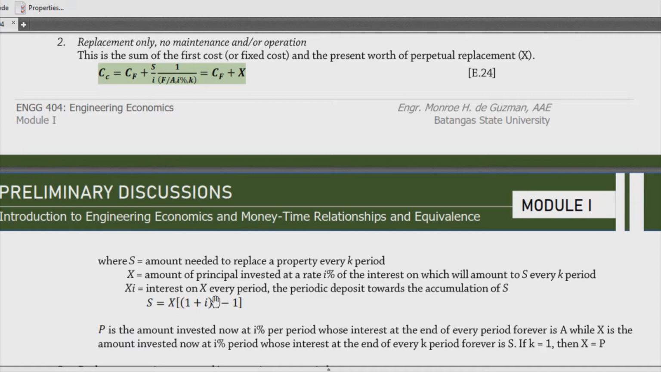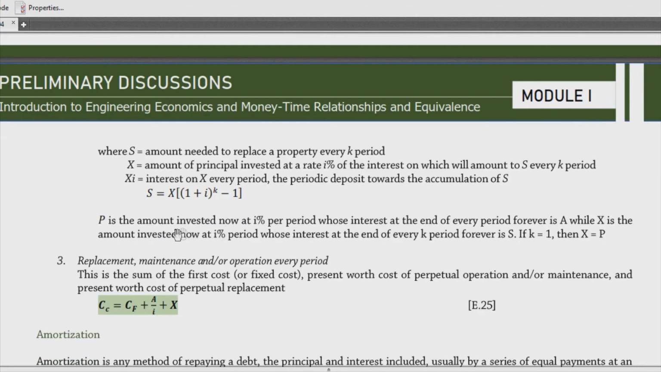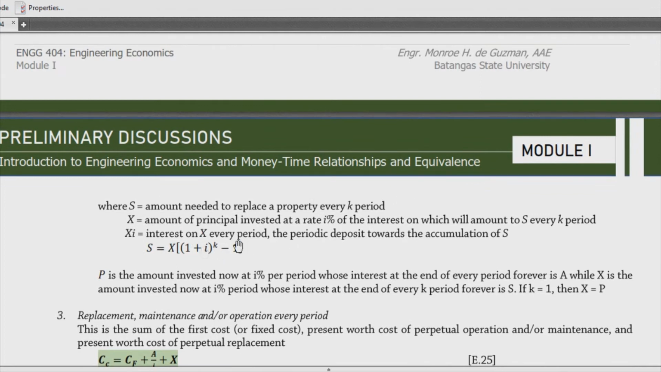So kung mapapansin nyo tong expression na to, diba? Kung i-incorporate mo yung uniform series future worth factor nitong ating annuity dito, meron siyang over I, and then yung over I makakancel out siya, so matitira na lang sa kanya is yung numerator nung factor na yun. So with this, we'll be left with the same expression like this one. Okay? So ito naman yung P, amount invested on I% per period, whose interest at the end of every period forever is A, while X is amount invested now at I%, whose interest at the end of every K period forever is S. So later on, I'll give you an example just to make you understand how this K and S work.